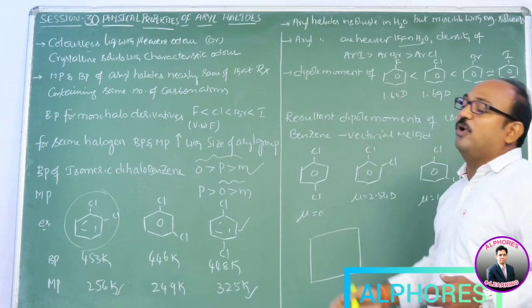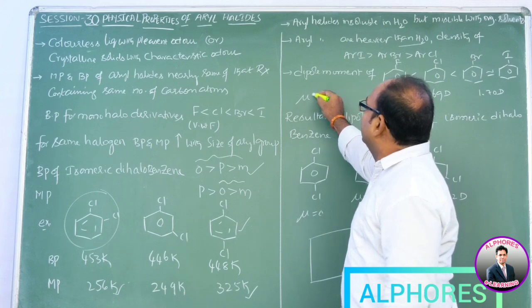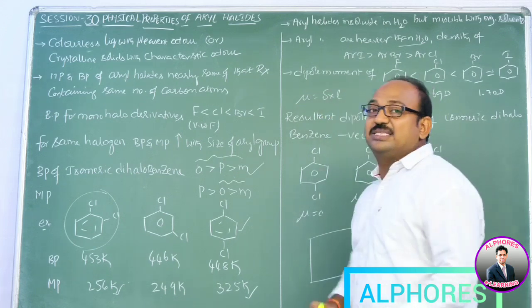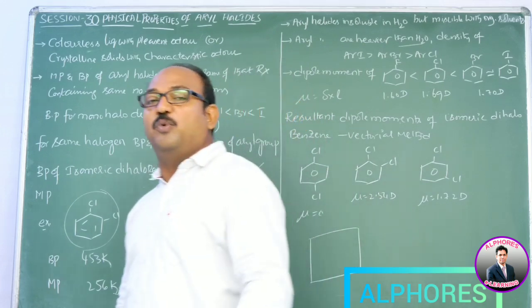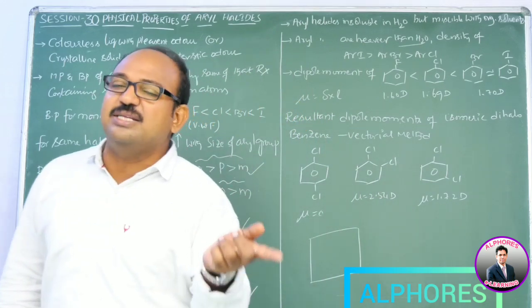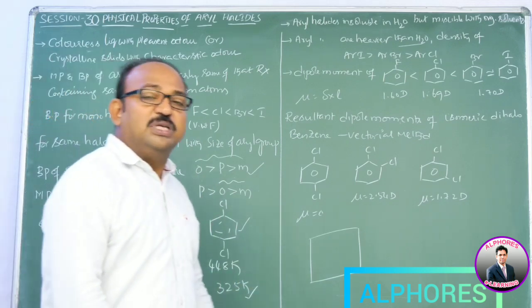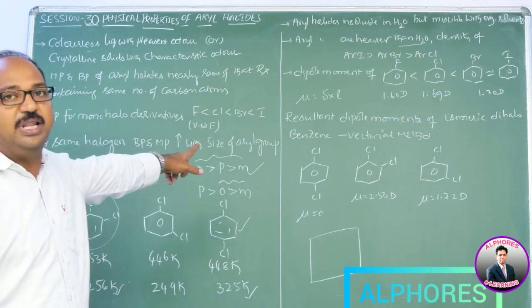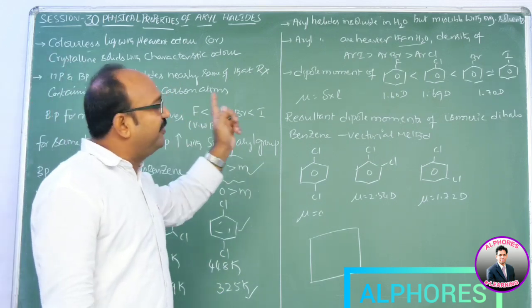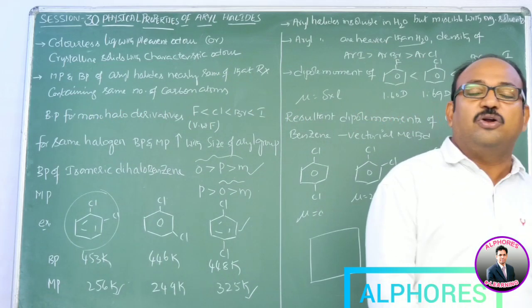Let's come to dipole moment. As we know, the dipole moment is mu equals del into L. It is the product of the charge on any one pole and the distance between the two poles. Dipole moment is the product of the charge which appears on any one pole, indicated by del, and the distance between the two poles, indicated by L. So mu is nothing but del into L.